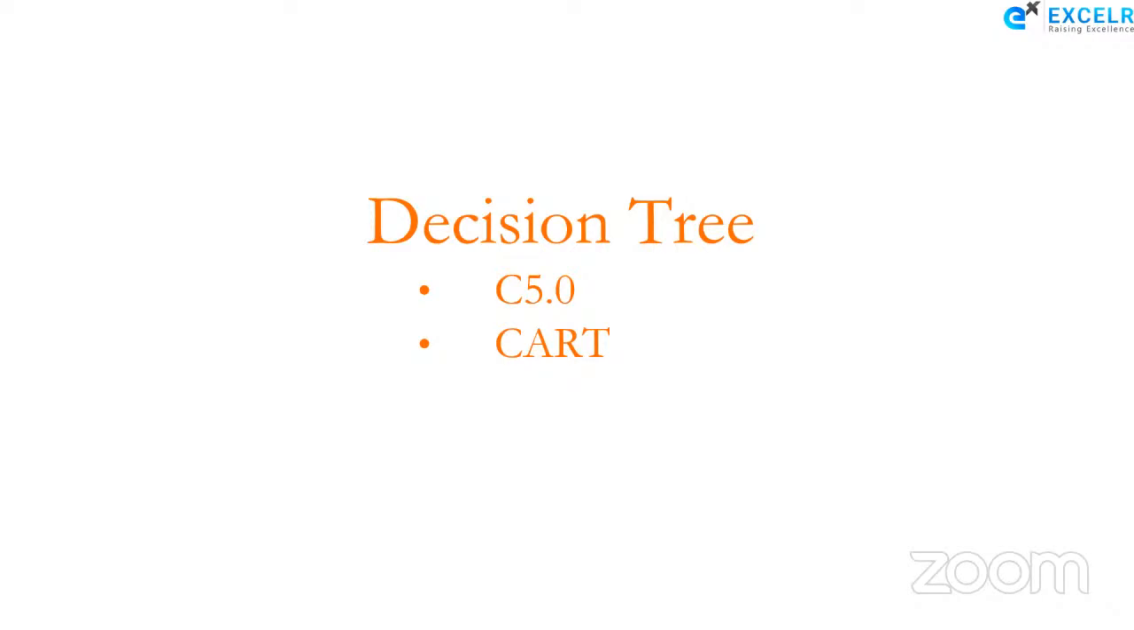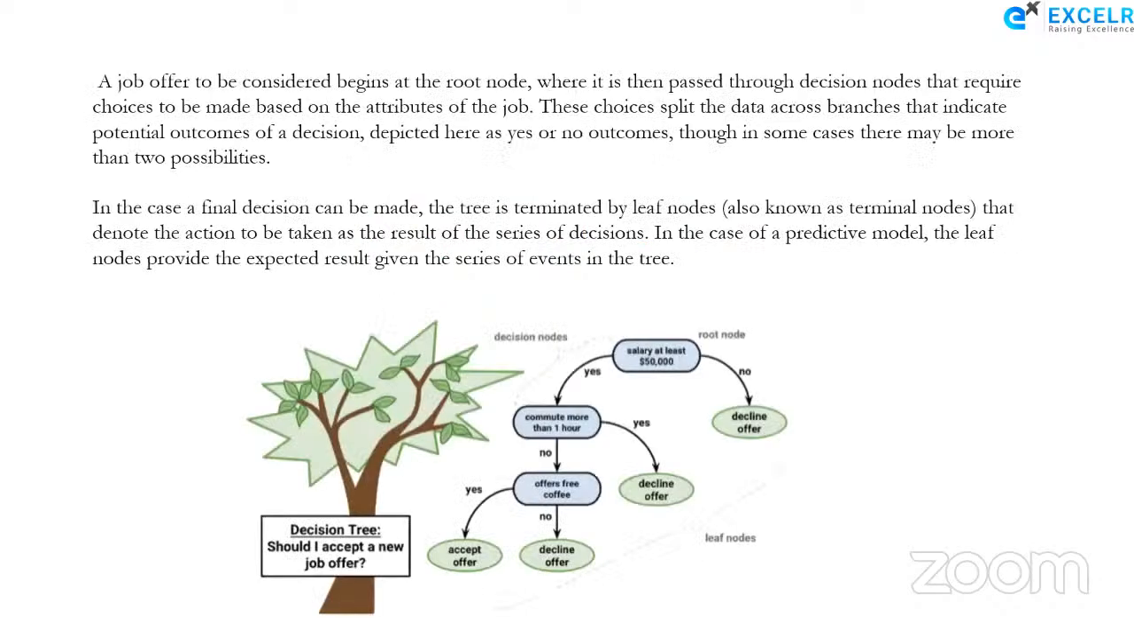Okay. All right. So as a part of decision tree, we are going to see the implementation of C5.0, as well as CART. I'll tell you what these different implementations of decision tree are once we start with the discussion.